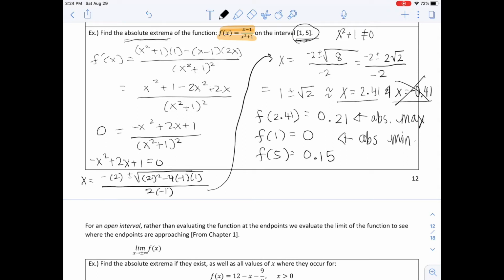So another way to write our answers is: the absolute max occurs at 2.41, comma 0.21, and our absolute min occurs at 1, 0.